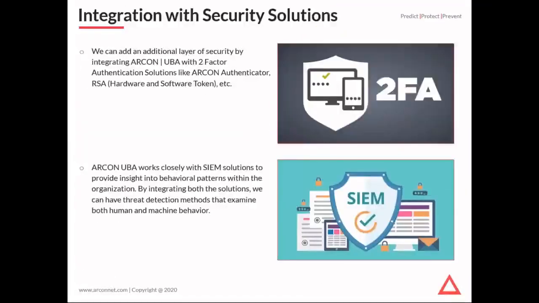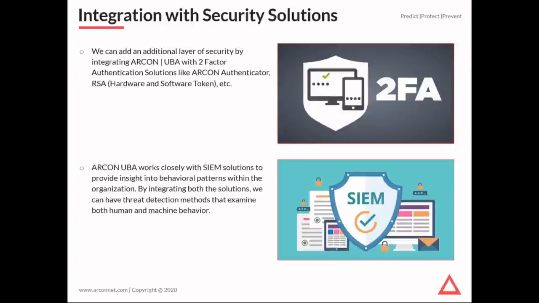Now, this tool can be integrated with other security solutions as well. So the first is the two-factor authentication. While logging into the UBA dashboard for viewing the reports and the data, you can integrate with Arcon Authenticator, which is the built-in two-factor authentication application, which comes along with the suite of Arcon UBA and Arcon PAM solution, and also RSA, which is a hardware and a software token-based two-factor authentication. So our solution can be integrated with two-factor authentication solutions.